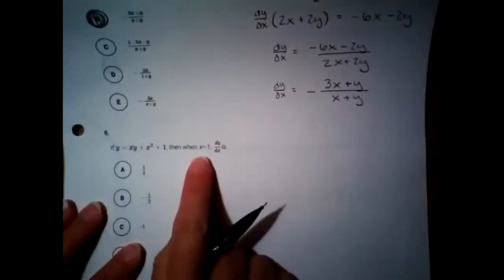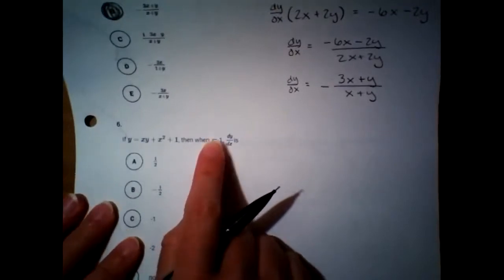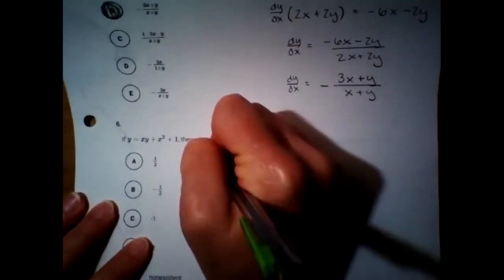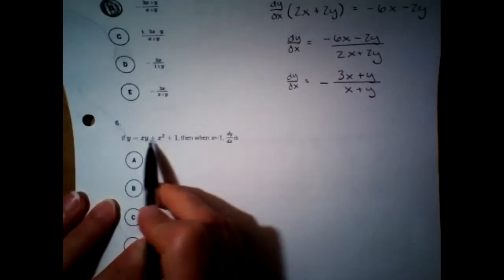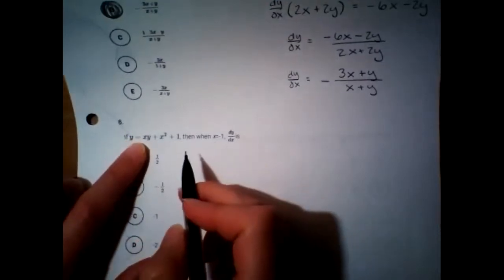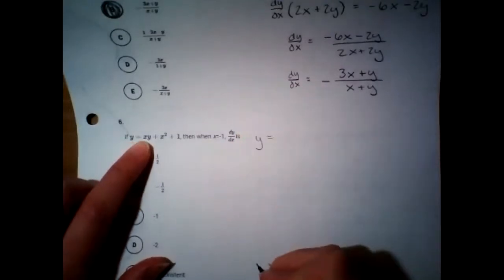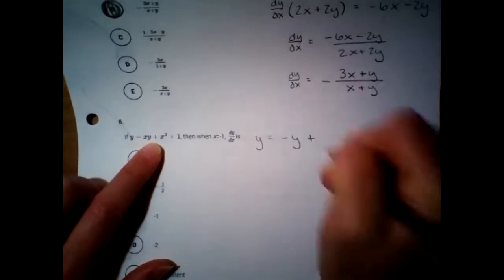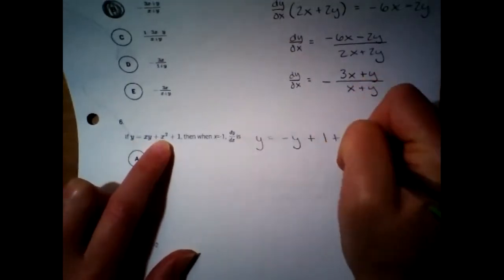All right, now this one, we want to find the derivative when x is -1. So we have x, but we're going to need y. So I'm going to plug -1 in for x over here, and we'll solve for y first before I do the derivative. They gave me x, but I need y as well. So that'll be y equals, if x is -1, this would be negative y plus -1 squared would be 1, and then plus another 1.